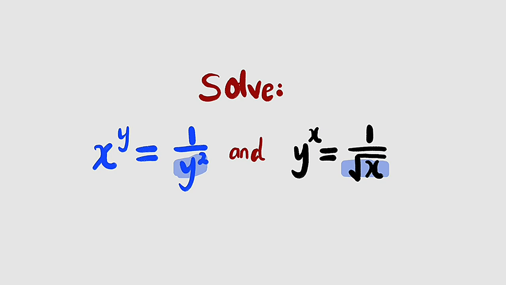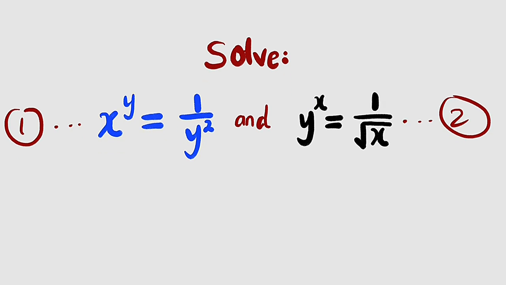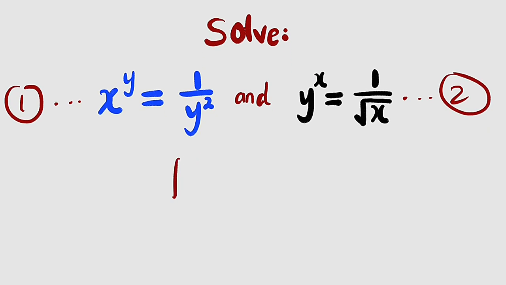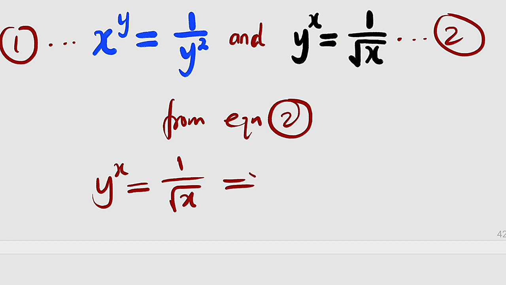All right, let's get started. I want to tag this equation as equation 1 and this one as equation 2. Let me start with equation 2. From equation 2, we have y to the power of x equal to 1 divided by the square root of x. This implies that the square root of x is equal to 1 divided by y to the power of x. You can just switch them, right?